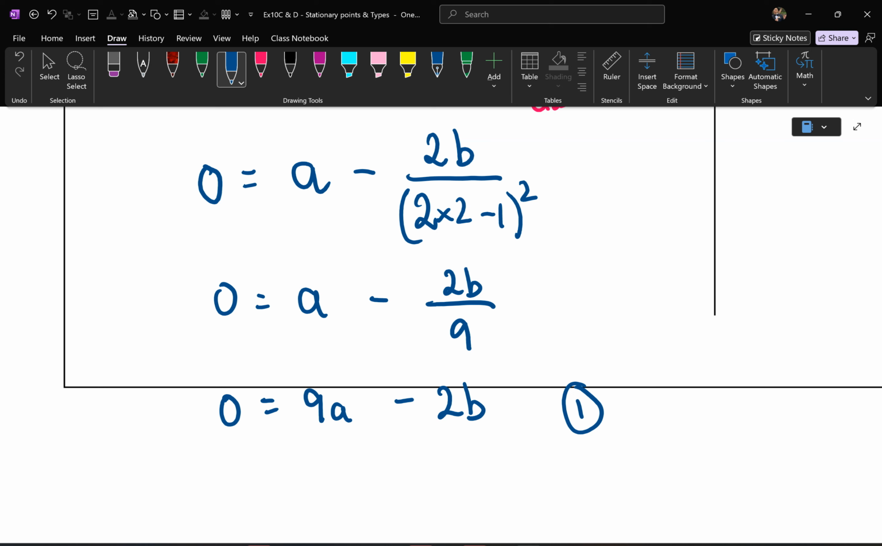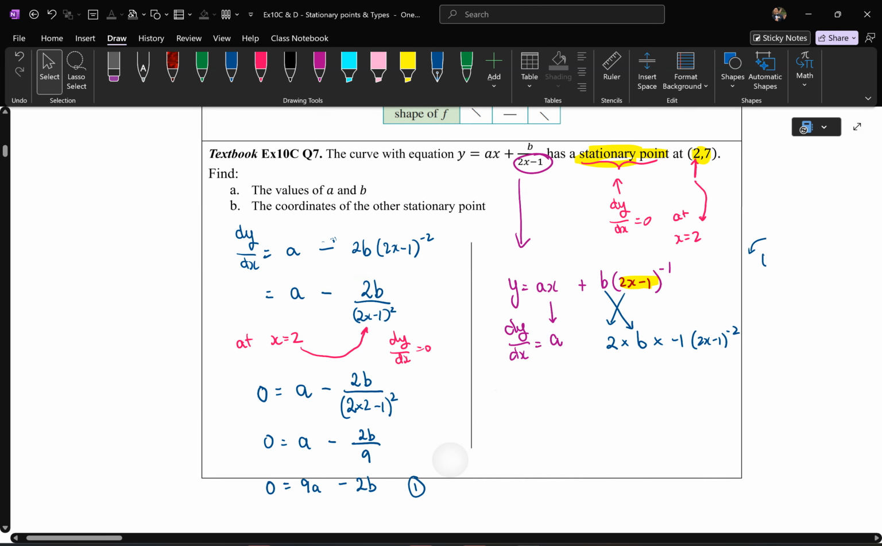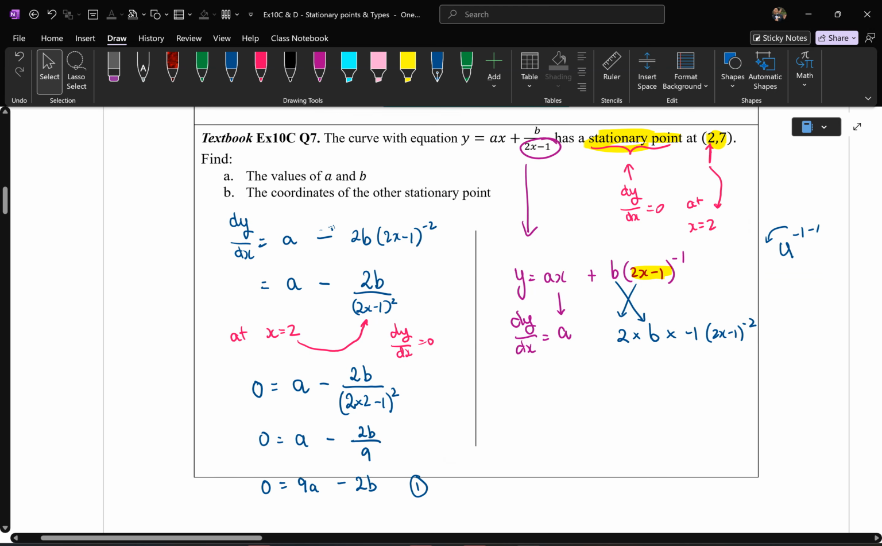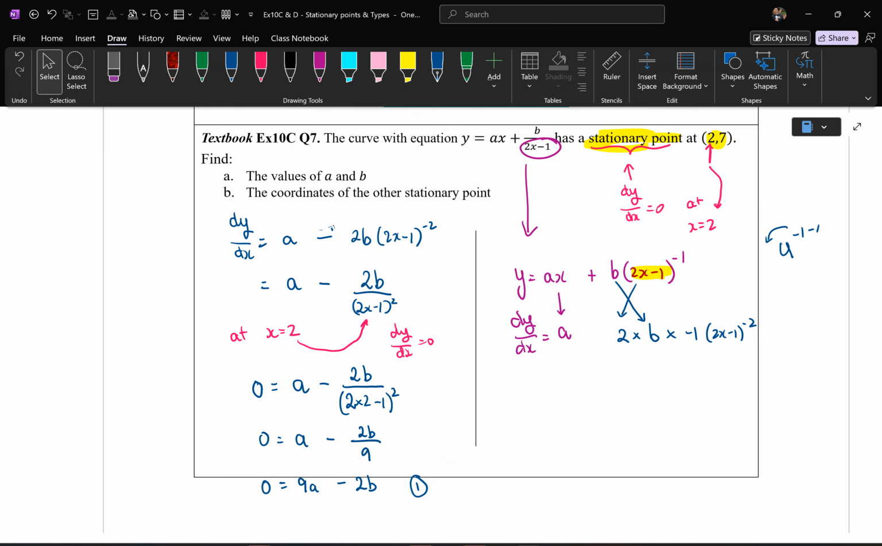I used the fact that the stationary point means the derivative has to equal 0. That's what I got. What do you do now? What do you do now? So I'm going to zoom out just so you can look at the question again. I used the first piece of information: the stationary point occurs at 2, 7. I found the derivative, which is over there.